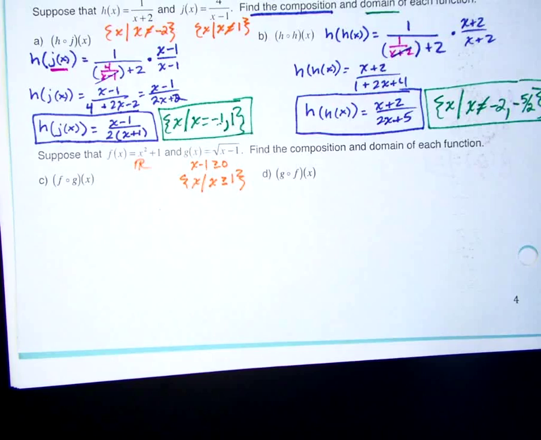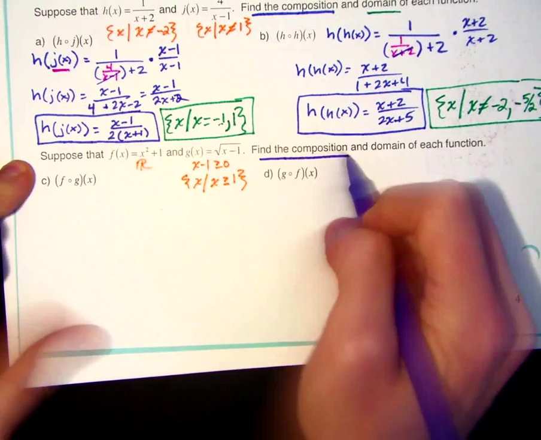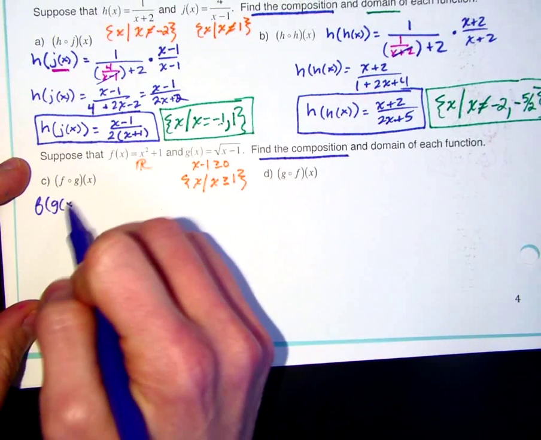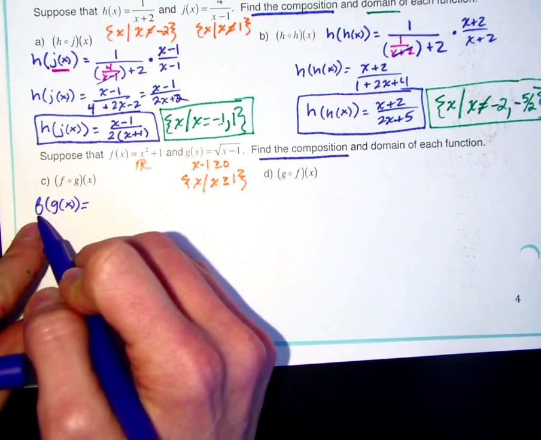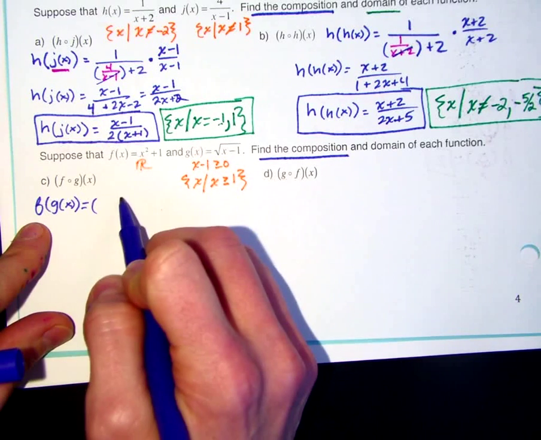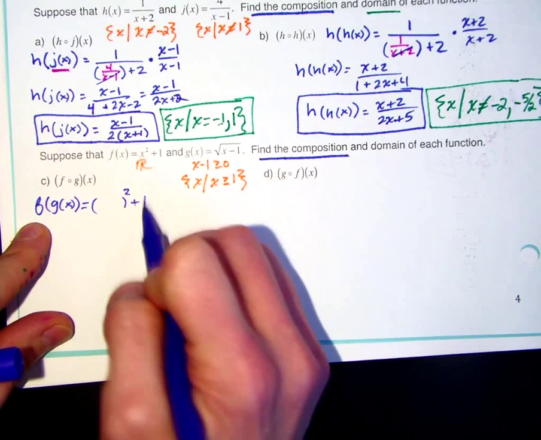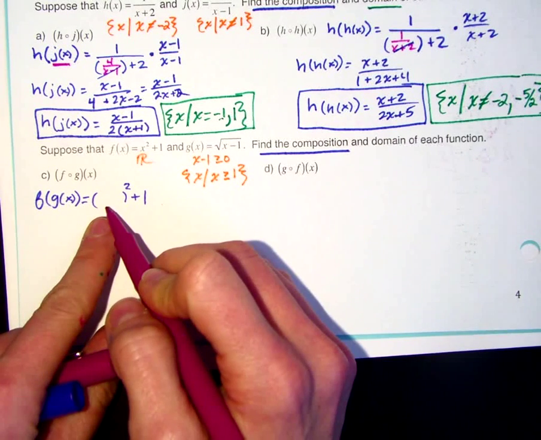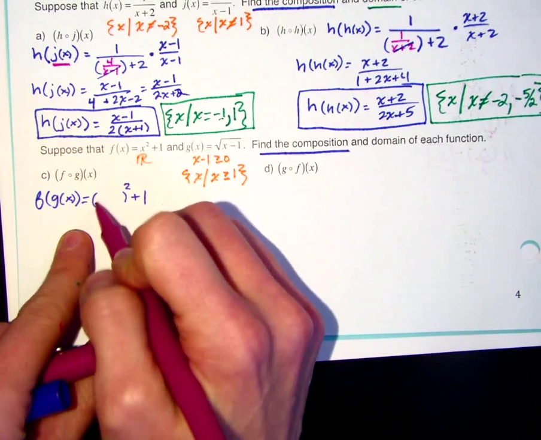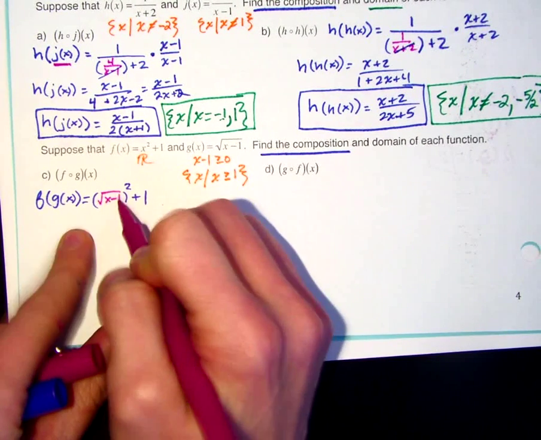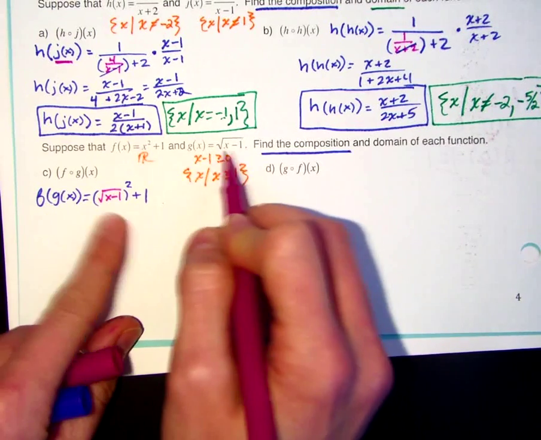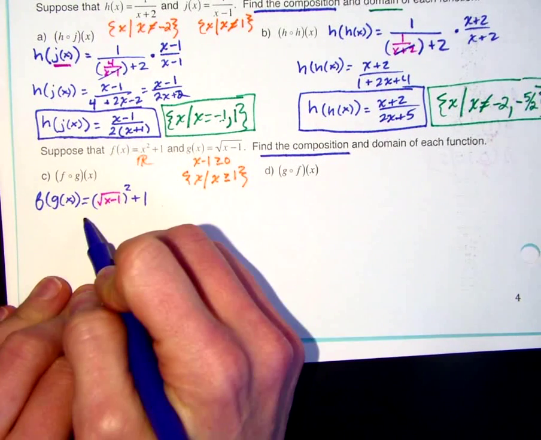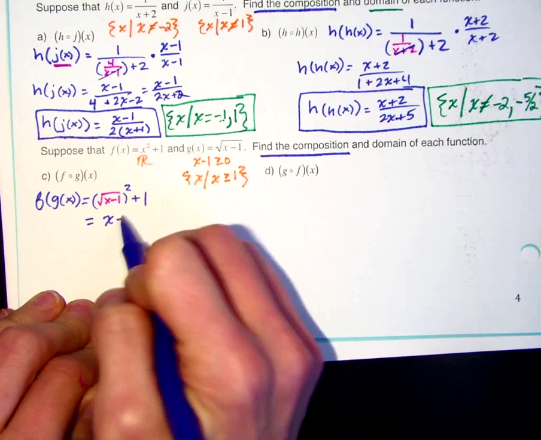Okay, so let's first start by finding the composition here. We're finding f of g of x. So I'm going to rewrite my outside function as parentheses squared plus 1. What is going into the parentheses here? Root x minus 1, g of x. So I'm going to take my g of x and plug that in. What happens when you square a root? So we have x minus 1 plus 1.